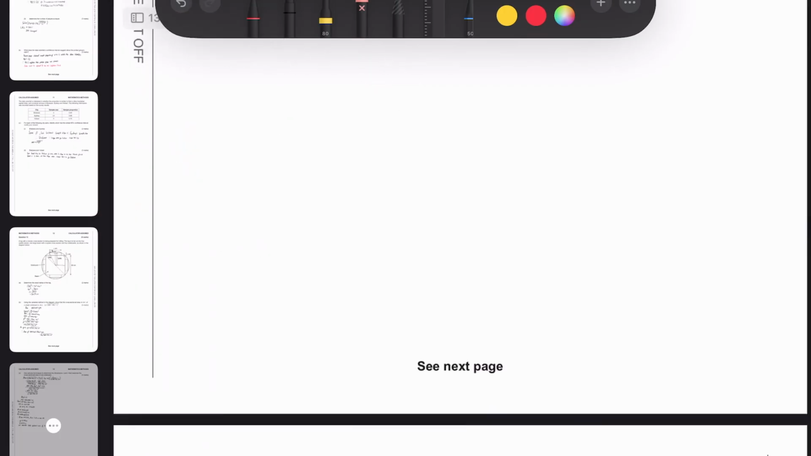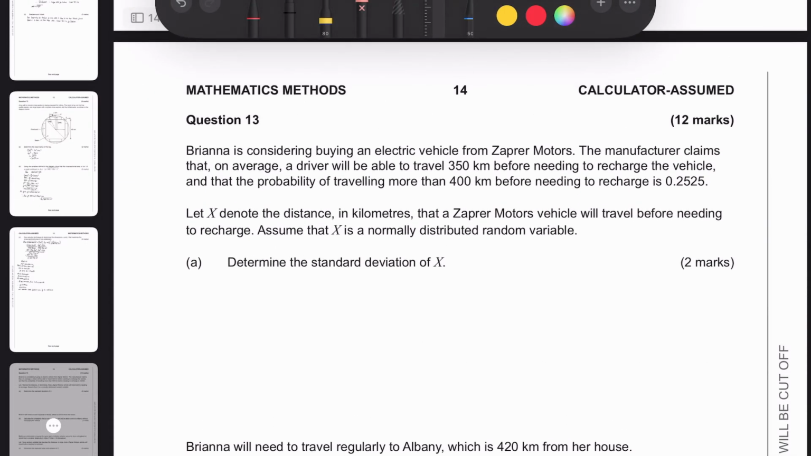Alright, moving on. Question 13. Brianna is considering buying an electric vehicle from Zapper Motors. The manufacturer claims that on average, a driver will be able to travel 350 kilometers before needing to recharge the vehicle, and the probability of traveling more than 400 kilometers before needing to recharge is 0.2525. That's the distance in kilometers that the vehicle will travel before needing recharge. Assume x is a normally distributed random variable. Determine the standard deviation of x.